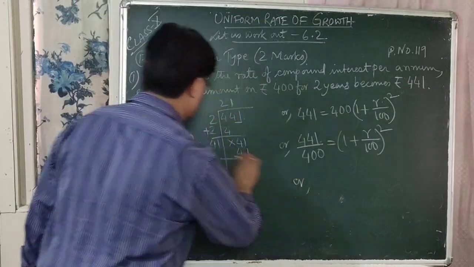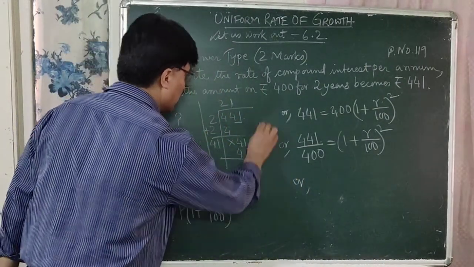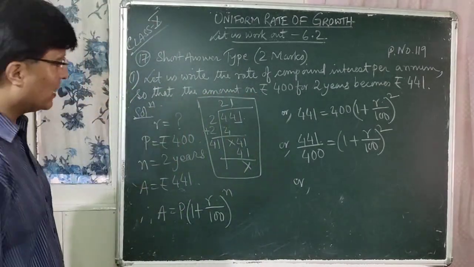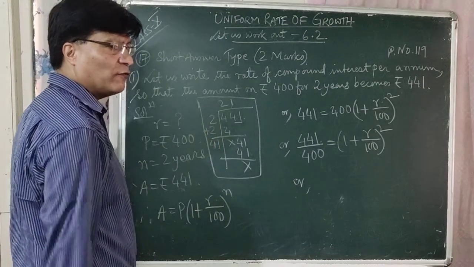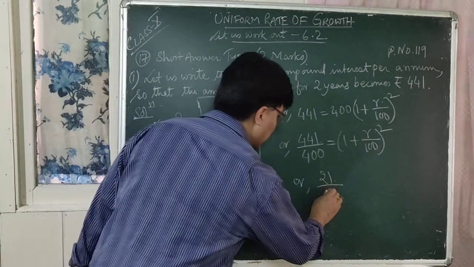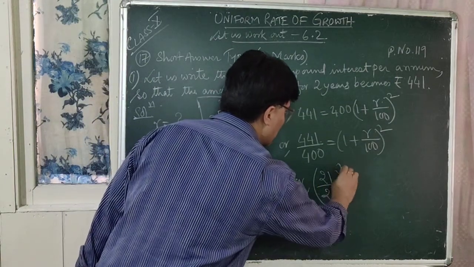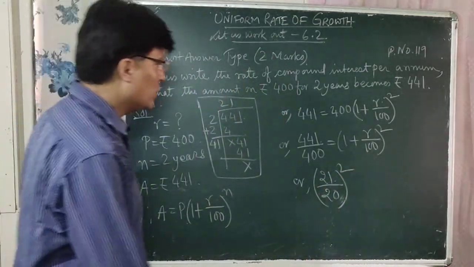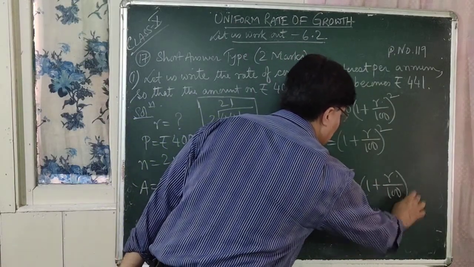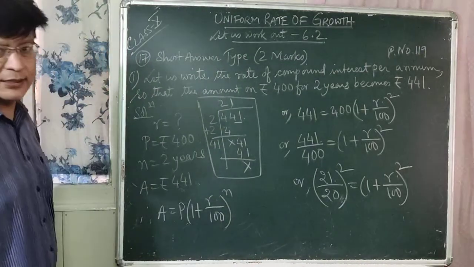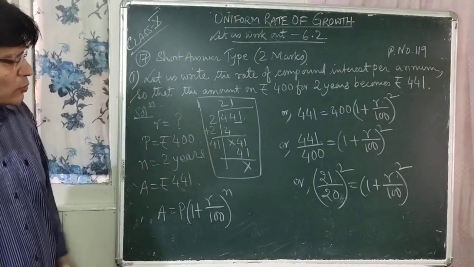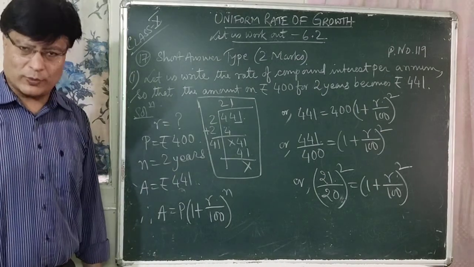This is only the rough work, how to find out the square root of 441. So how will you write 441? That is 21 whole square. 400 is 20 whole square. So this is equal to 1 plus R upon 100 whole square. Is that clear to all of you? That is, 21 by 20 whole square is equal to 1 plus R upon 100 whole square.